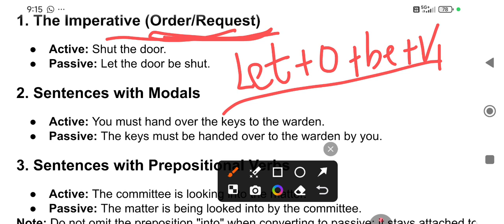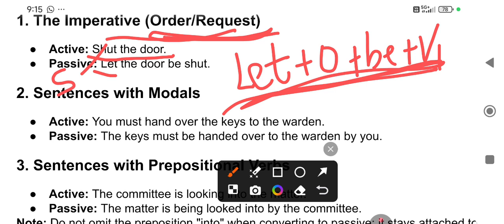Other sentences come which are suggestion, advice, and request. That is also a different kind of sentence. But for a while you just remember that for imperative sentences this is the format, this is the structure that will be applicable. So the passive voice would start from let. Shut the door.